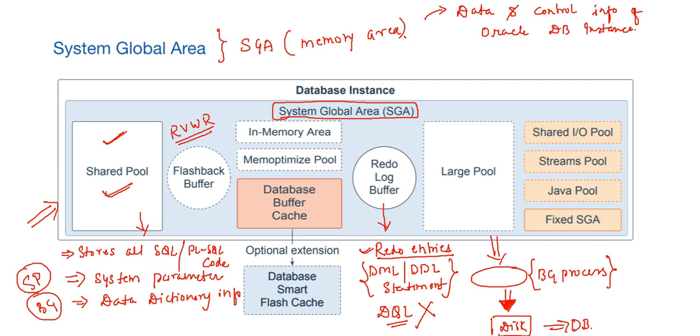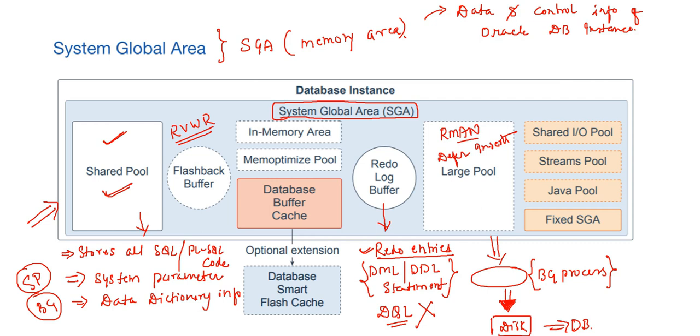Next is the large pool. The large pool is an optional memory area, and it is used for backup and recovery purposes. Whenever you are using the RMAN utility tool for backup and recovery tasks, or if you want to defer the inserts, you can use this large pool.